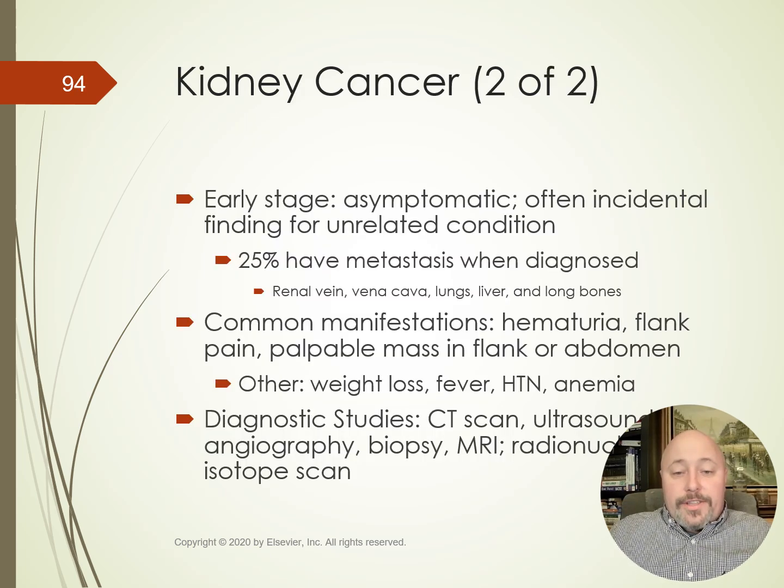In the early stage, they are asymptomatic and often an incidental finding for an unrelated condition. 25% have metastasis when diagnosed. The common manifestations include hematuria, flank pain, and a palpable mass in the flank or abdomen. It may also include weight loss, fever, hypertension, and anemia.